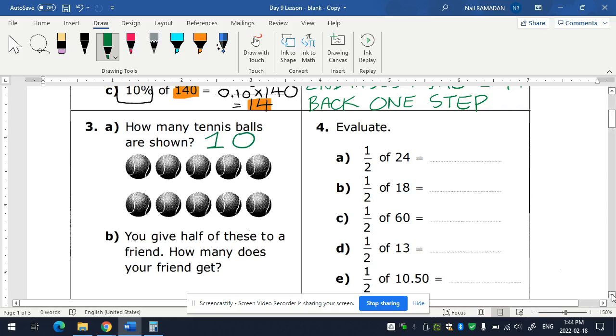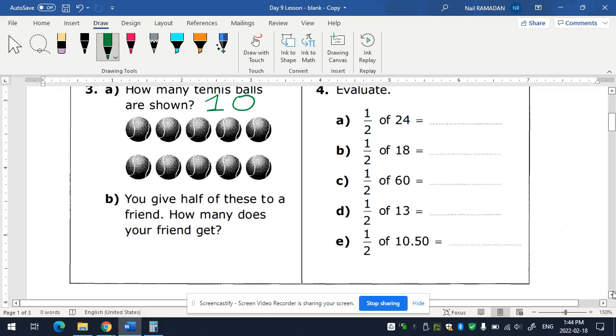Okay. So if you give half of these, five, to a friend, I know. But how would you make this into a percentage problem? Let's write it down. What's half in percentage? 50%. 50% is what half is.